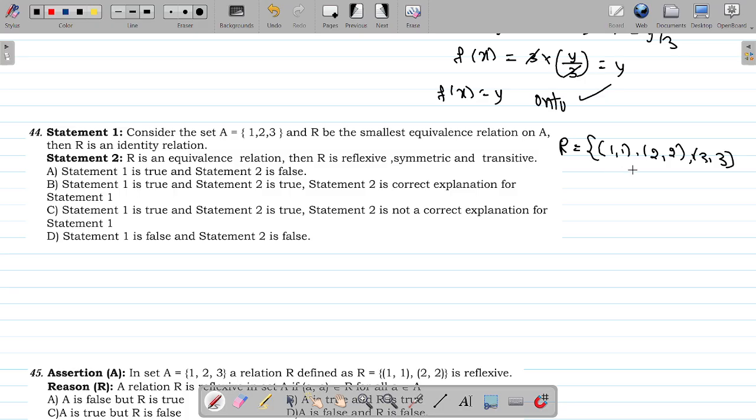If I add any other element, this is already an equivalence relation. If I add any other pair, then for that pair we need to make the symmetric and transitive conditions hold. So this is the smallest set and it is called the identity relation. Okay, statement 1 is correct. Then if R is an equivalence relation, then R is reflexive, symmetric, transitive. Yes, so option B is correct here.